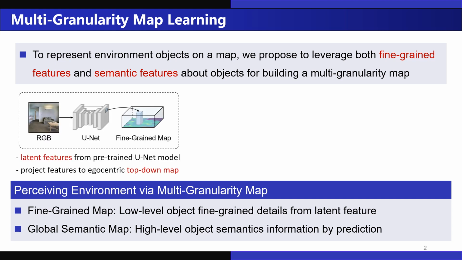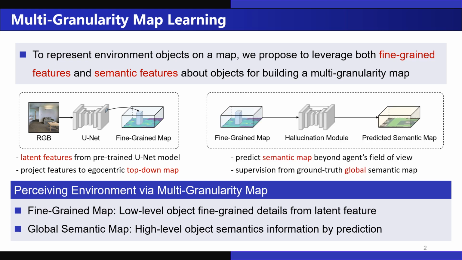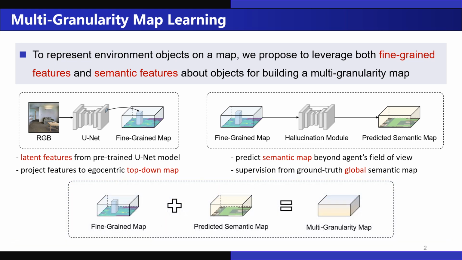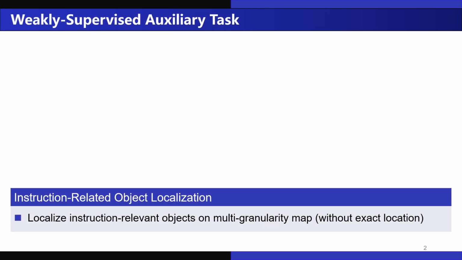To better represent environment objects on a map, we propose to leverage both fine-grained features and semantic features about objects for building a multi-granularity map. To capture fine-grained environment details, we feed RGB images to a pre-trained segmentation model. We use latent features to represent environment details. Then, we project these features to an egocentric top-down map. We name the projected map as fine-grained map. To represent semantic information, we feed the fine-grained map to a semantic hallucination module to predict the semantic class at each position. We merge information from both the fine-grained map and predicted semantic map using a map encoder to produce a multi-granularity map.